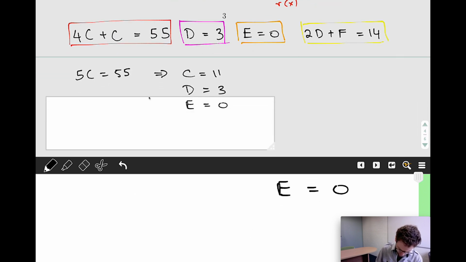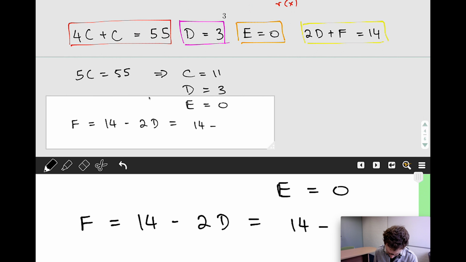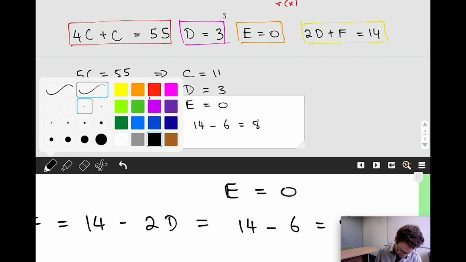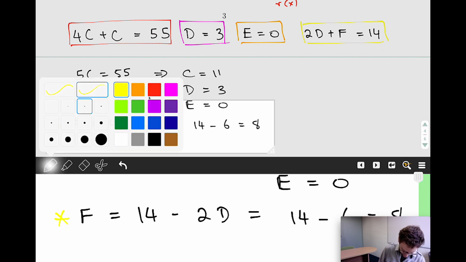The last equation was 2d plus f is equal to 14, or f is equal to 14 minus 2d, which is equal to 14 minus 2 times 3, which is 6. So f is equal to 8. So again, we use the yellow equation there for that.